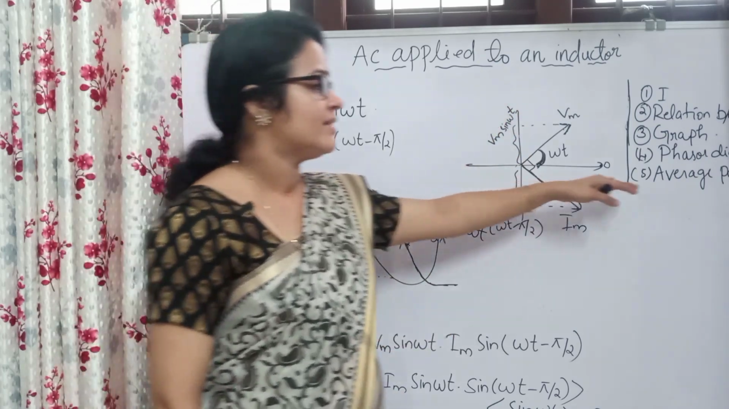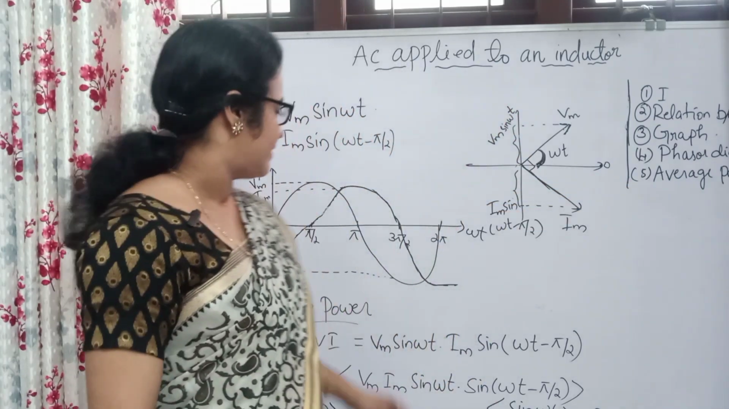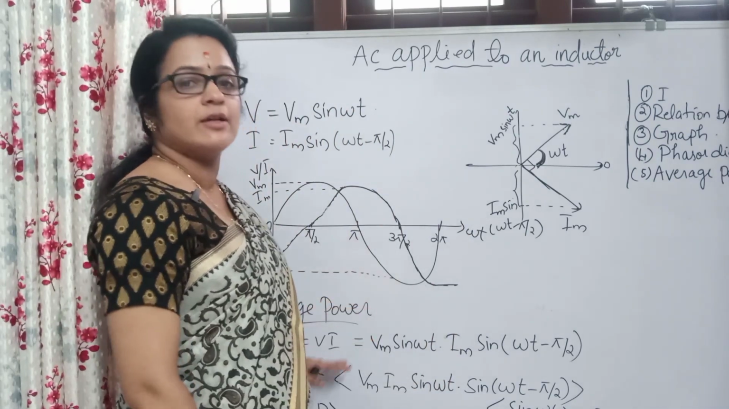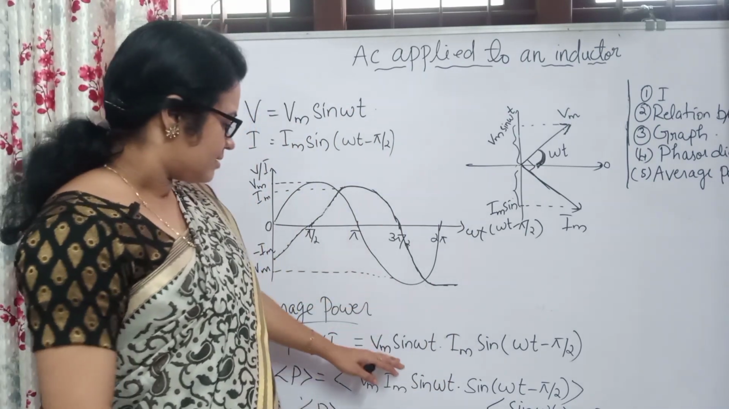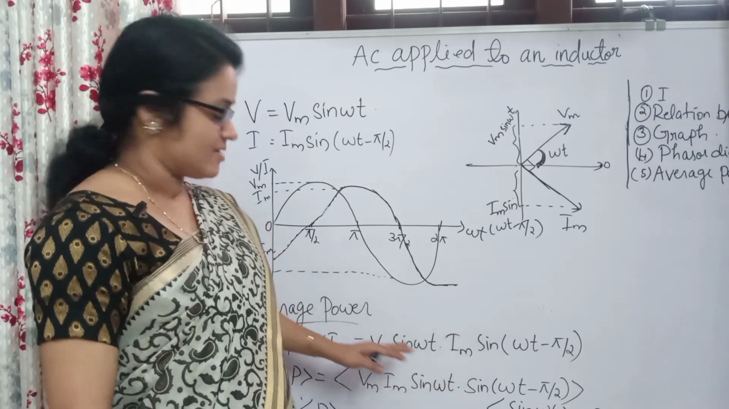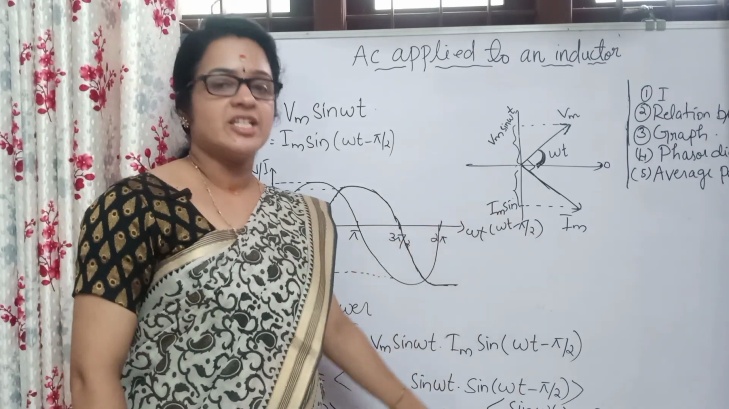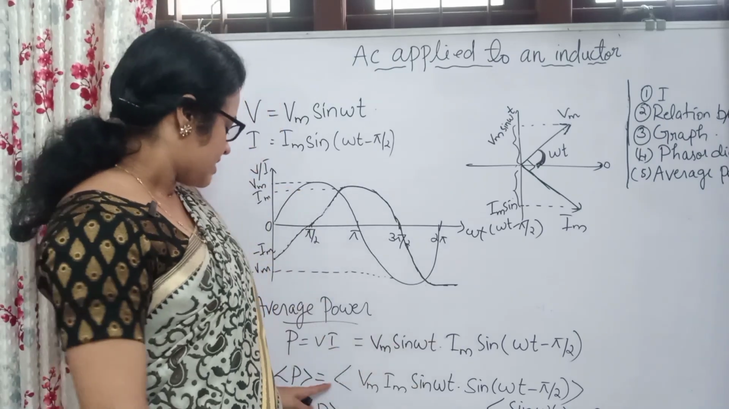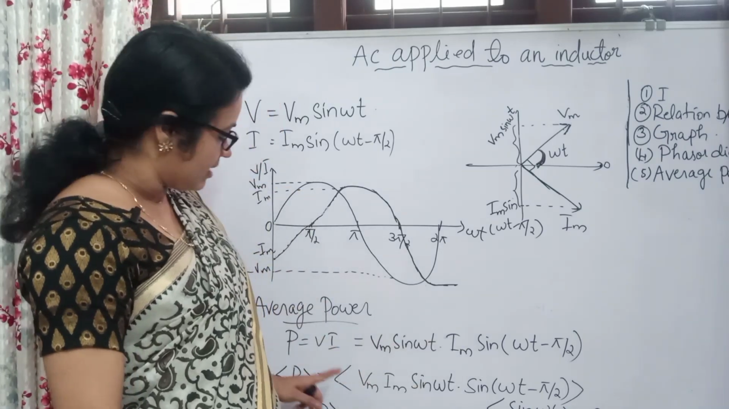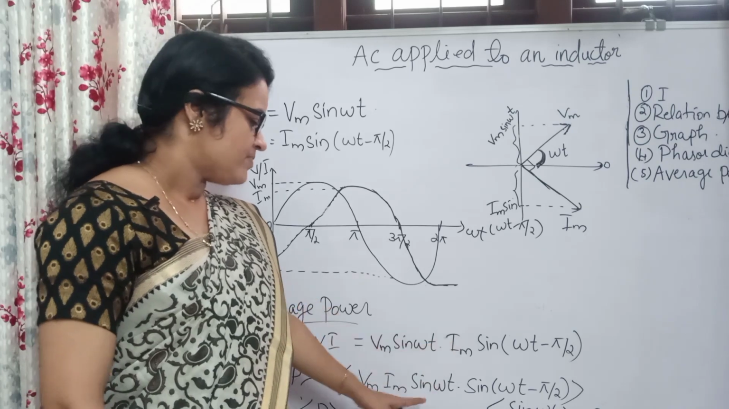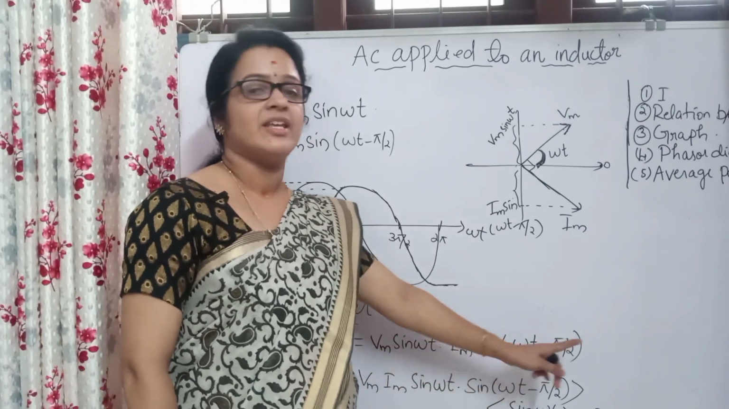Now we have one more thing, that is average power. So how can we find the average power? Average power P is equal to V into I. That is, we simply have to substitute the equations. V is Vm sin omega t and I is Im sin omega t minus pi by 2. So that equation we can substitute here. Then what will we get? P is equal to Vm into Im sin omega t into sin omega t minus pi by 2.